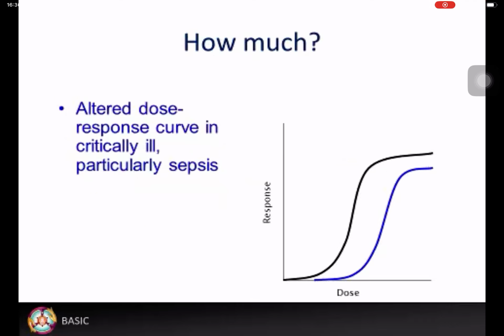It is important to realize that the dose-response curve for all inotropes and vasopressors is shifted to the right and often down in critically ill patients, particularly those with sepsis. It is more logical, therefore, to titrate the dose against the effect rather than to strictly adhere to a textbook dose.